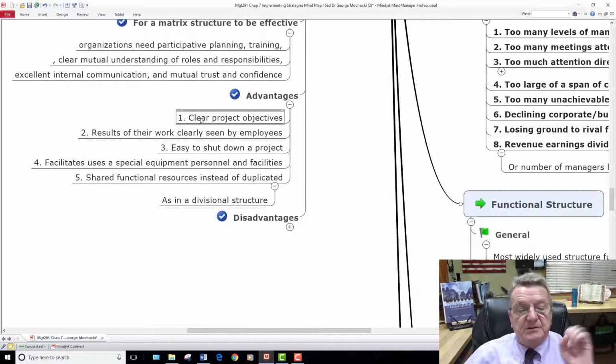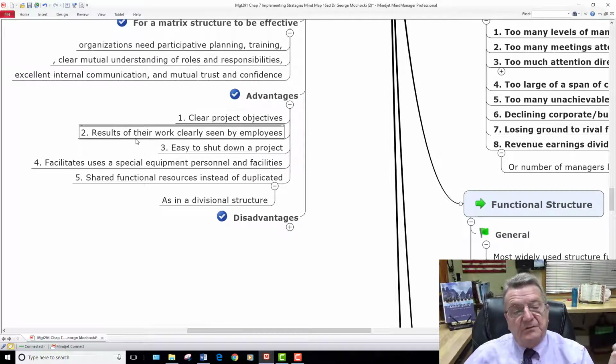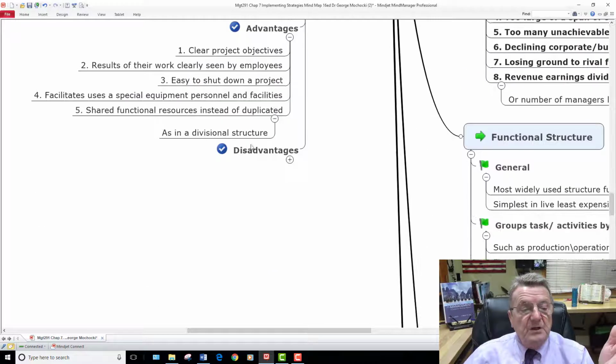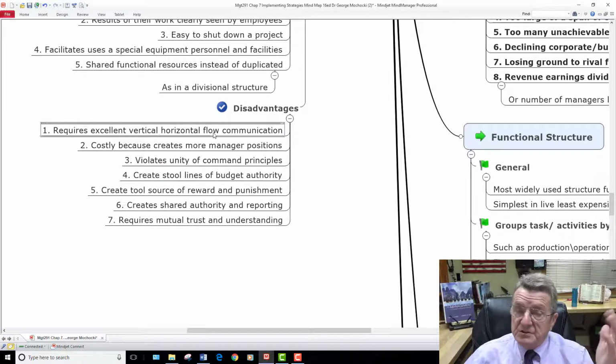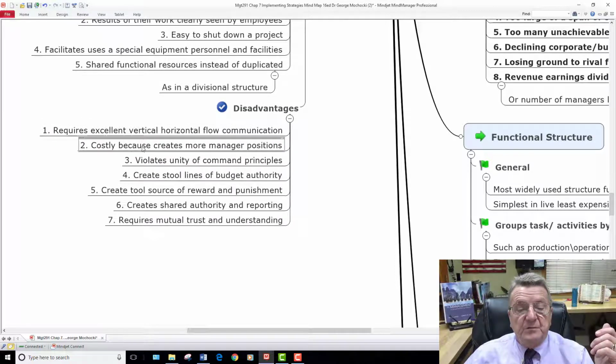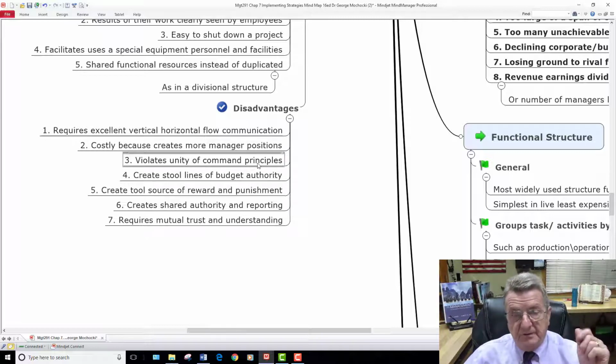Okay, advantages: clear project objectives, results of their work clearly seen by employees, easy to shut down a project on a matrix if I wanted to, shared functional resources instead of duplication. Some of the disadvantages: requires excellent horizontal flow of communication, costly because it creates more managerial positions, like it or not, I have to have more in there. Violates unity of command principles. Should only have one supervisor.